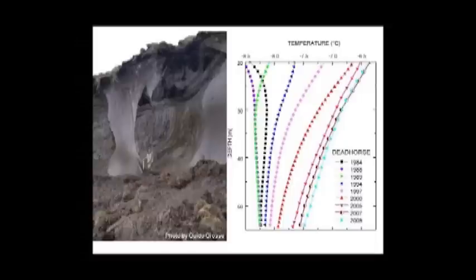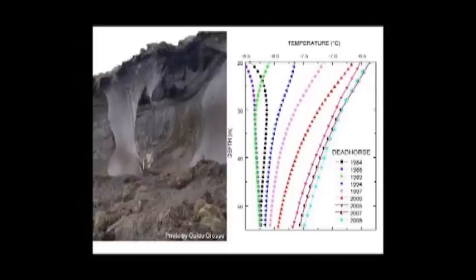What we show here are so-called temperature profiles: the temperature in Celsius on top, and the depth on the left, from 20 meters to 50 meters, so from roughly 60 feet to 150 feet. Every year we record this temperature profile.